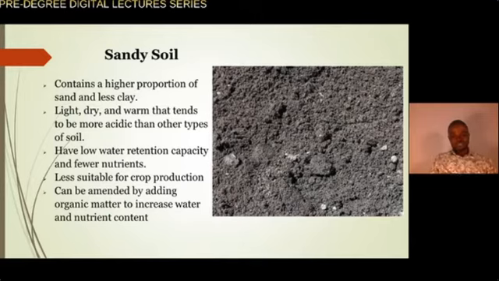But the soil can, however, be amended by adding organic matter to increase water and nutrient content. Of course, water and nutrients are very necessary for plant growth. For us to improve the quality of this kind of soil, we need to amend it by the addition of organic matter. And what is organic matter? Organic matter is decayed organic materials, such as plant materials, animal droppings, and other decayed matter.